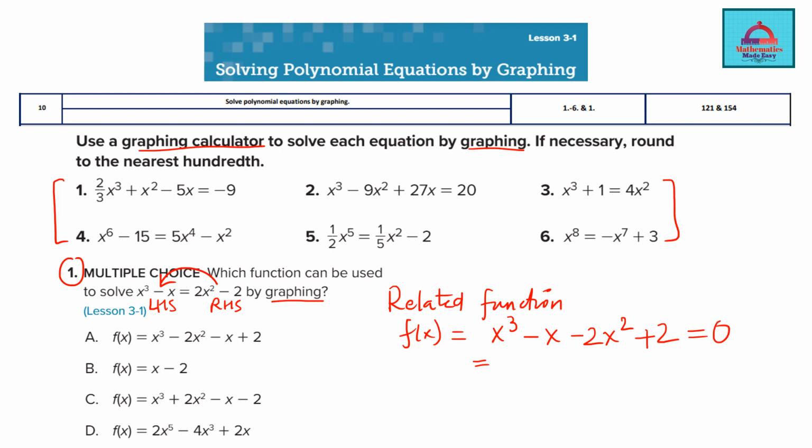So let's simplify this a little bit. x cube minus 2x square minus x plus 2 in standard form. So which is your answer? Definitely A is the correct option.